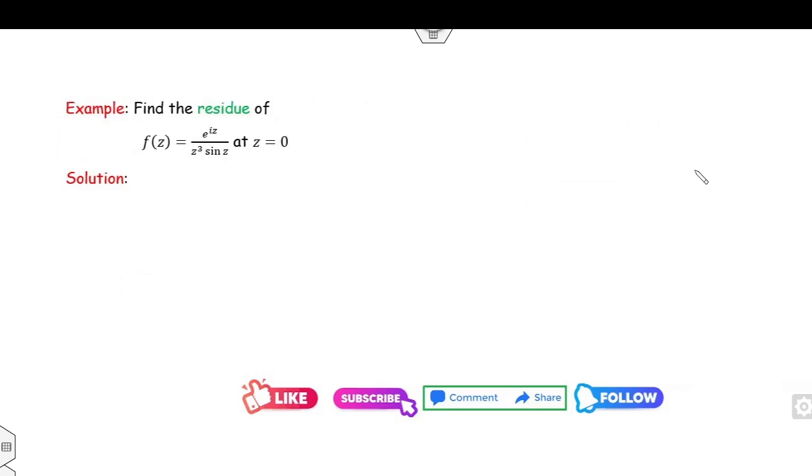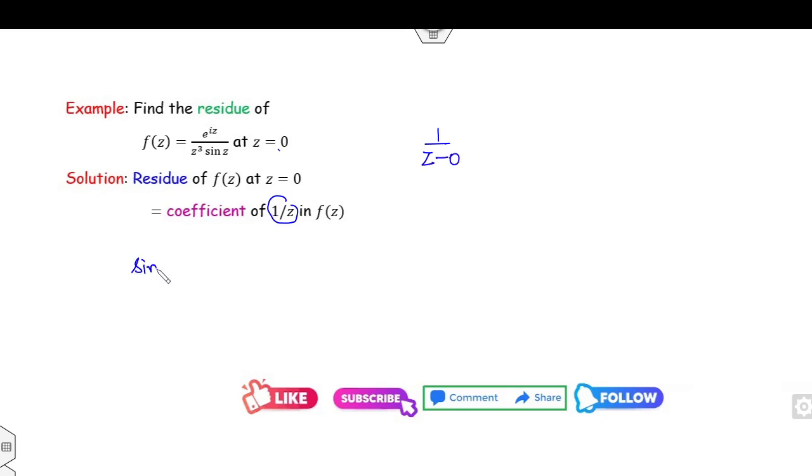Okay, look at this term. Again, this is a special function, exponential part, sine of z, about the point 0. So again, it's the coefficient of 1 over z. How can you write it? It is always 1 over z minus 0. So let's start with the sine of z. We can expand the series. Our target is to make this value a 1.